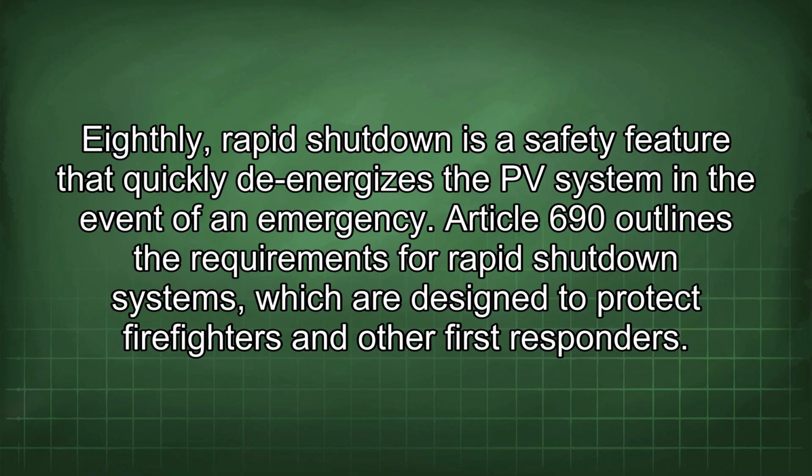Eighthly, rapid shutdown is a safety feature that quickly de-energizes the PV system in the event of an emergency. Article 690 outlines the requirements for rapid shutdown systems, which are designed to protect firefighters and other first responders.